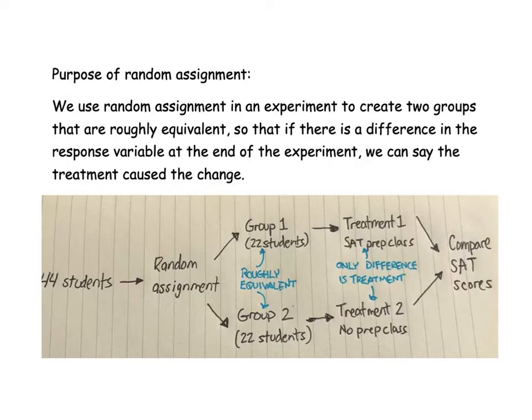Now let's think about the purpose of random assignment. So random assignment is referring to an experiment. We use random assignment in an experiment to create typically two groups that are roughly equivalent. You could have more than two. So that if there is a difference in the response variable at the end of the experiment, we can say that treatment caused the change. So here we're starting with 44 students. We randomly assign them to these two groups and we rely on the attributes of randomness to produce these roughly equivalent groups so that if we do have some sort of difference at the end, we can say that that was due to the treatment.